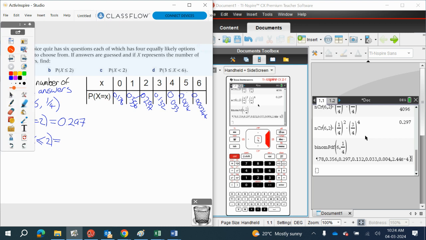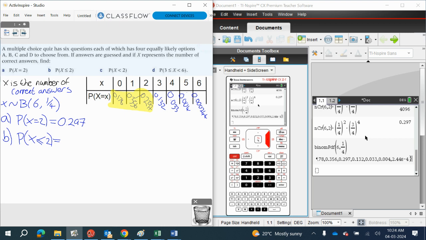B. What is the probability that the number of correct answers is less than or equal to 2? What we need here is this. So these are the probabilities where it's less than or equal to 2. So we have to add them all up, add them together. So we could add them up, 0.178 plus 0.356 plus 0.297. The calculator will do it for us directly.